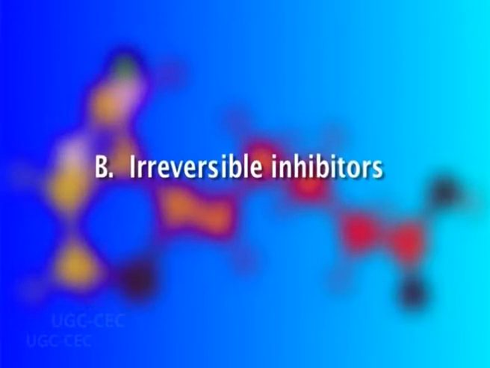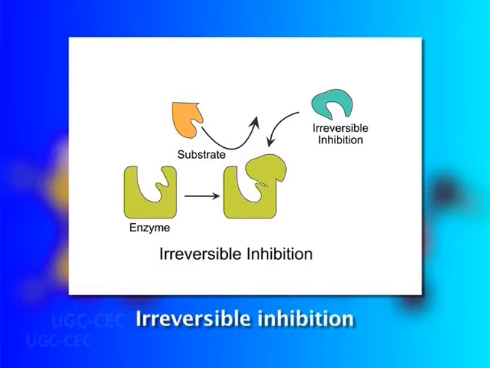Irreversible inhibitors. These are the inhibitors which bind covalently with an enzyme and destroy a functional group on it that is essential for its catalytic activity. Some inhibitors form a particularly stable non-covalent association with the enzyme, but the formation of a covalent bond between an irreversible inhibitor and an enzyme is common.